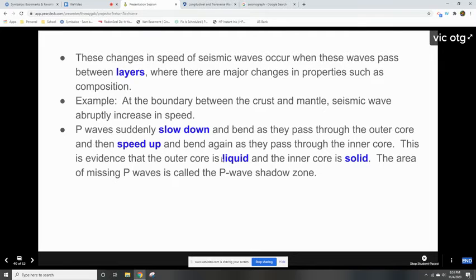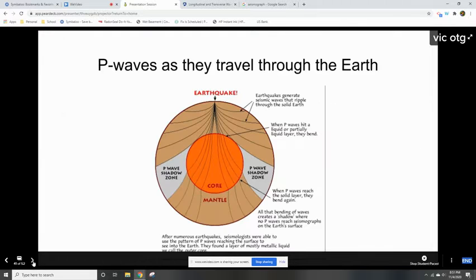Okay, P waves suddenly slow down as they bend through the outer core and then speed up and bend again as they pass through the inner core. This is evidence that the outer core is liquid and the inner core is solid. The area of missing P waves is called the P wave shadow zone. So let me show you what that looks like.